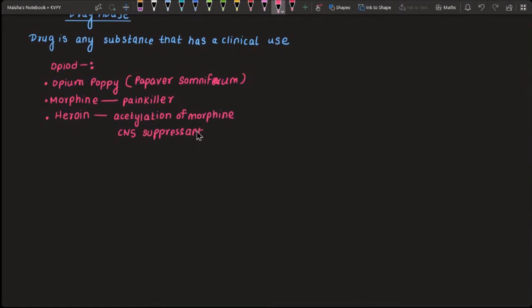Heroin is a CNS suppressant. It will slow down the body functions in order to provide some kind of pleasure or a feeling of calmness. That's about heroin. Then we talk about barbiturates.